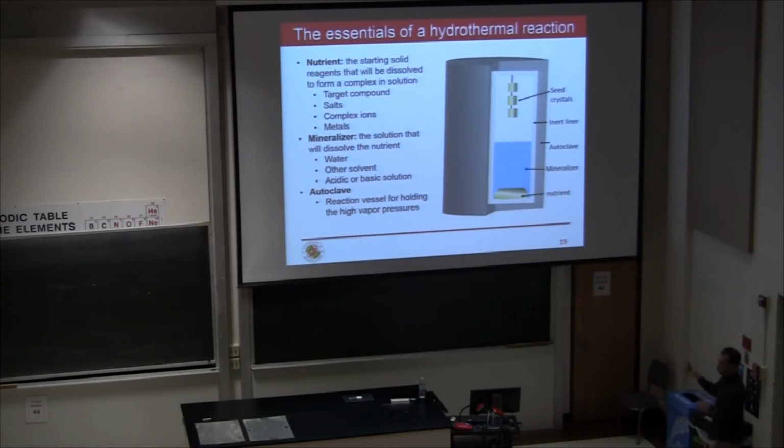This is just a cartoon drawing of what a traditional hydrothermal growth would look like. Basically, you have your nutrient, which is your starting solid of your reagents. It sits inside your mineralizer in the liner. This shell is what's going to hold everything together, and your inert liner is what's going to sit inside the shell.